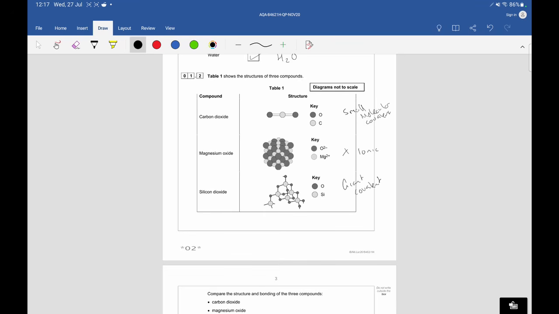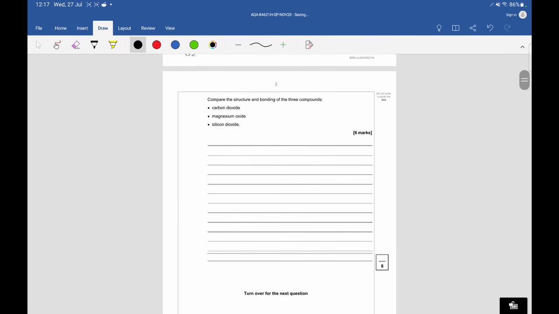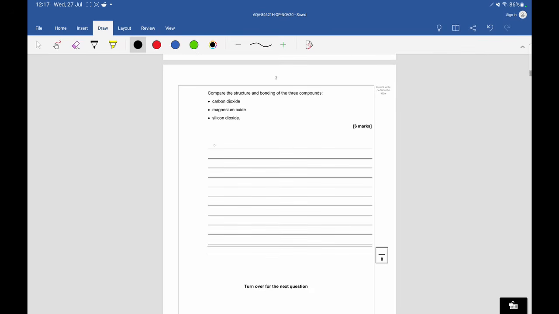We can tell this because of the straight lines going between them. Whenever you can see lines between things like this in giant structures, silicon dioxide should be covalent and carbon dioxide should be covalent as well. If we're going to compare the structures of these things, we know that carbon dioxide and silicon dioxide are made of atoms, whereas the magnesium oxide is made of ions because it's ionic.